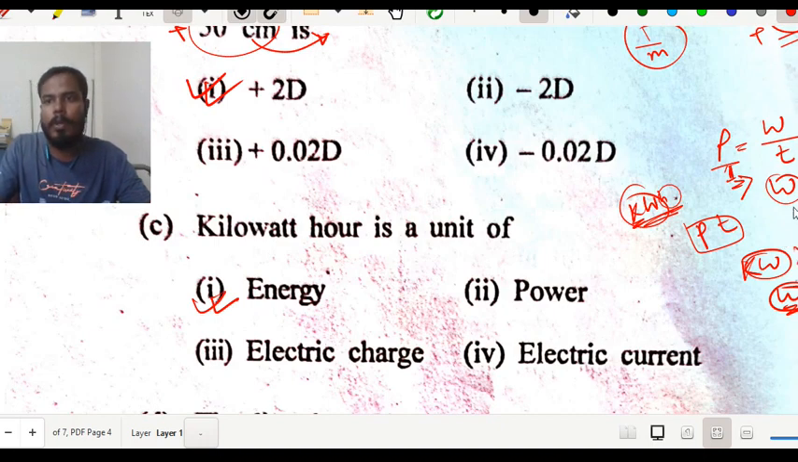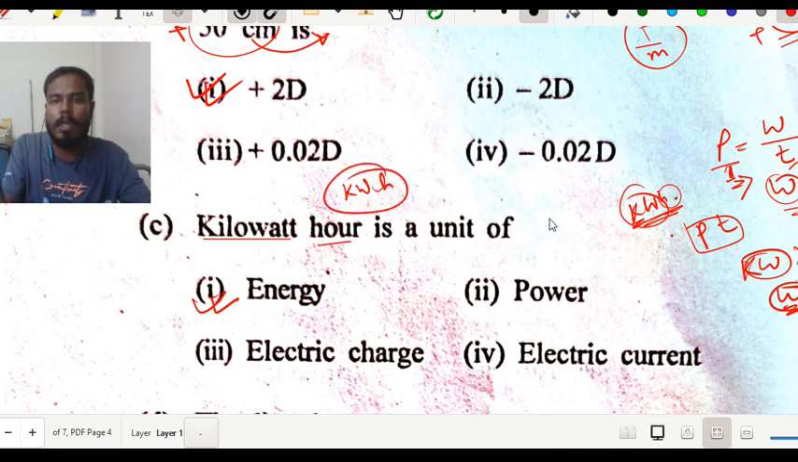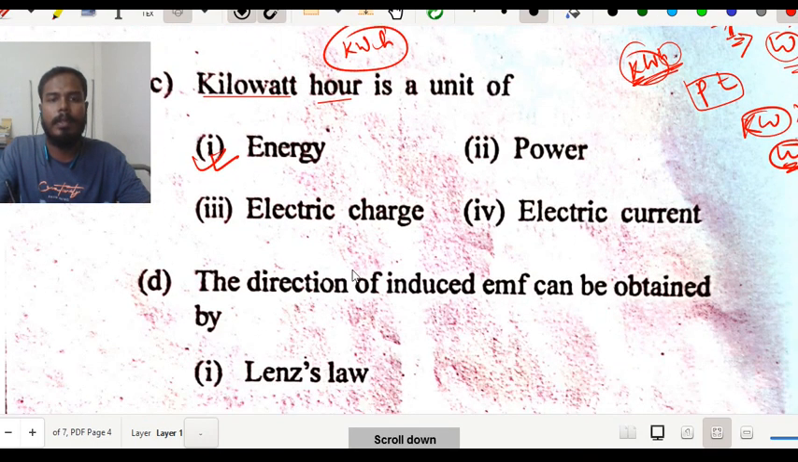So I already told you, you see this formula, W equal to PT, that means energy equal to power into time. So this unit is basically kilowatt, kW, and hour, H. So when two quantities are multiplied, this will be basically energy. Okay, this is the formula of energy. Kilowatt hour is the unit of energy.